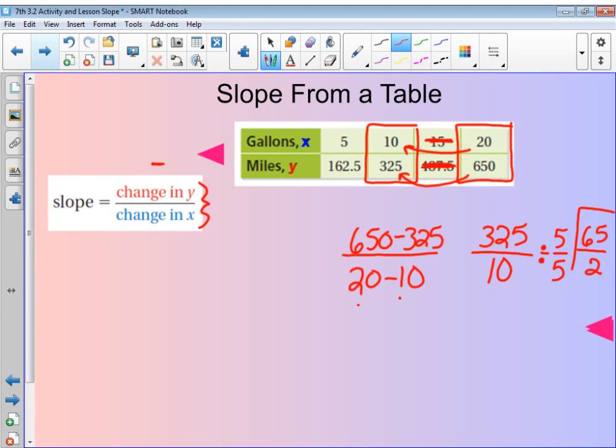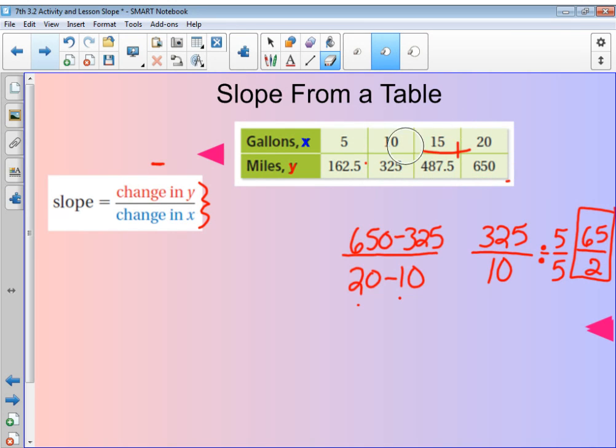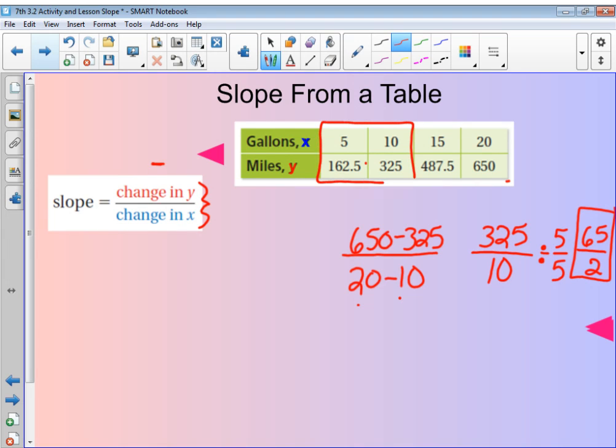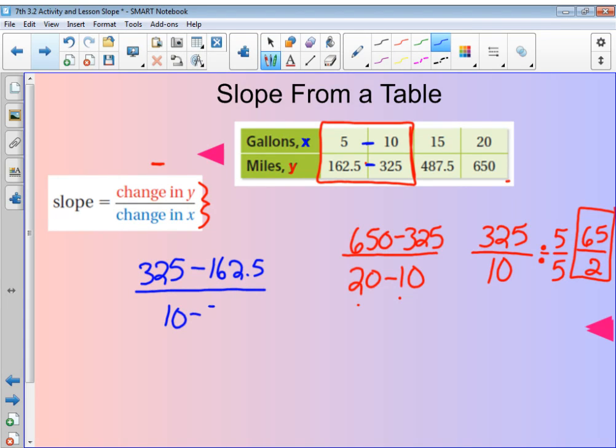So that's the slope of my line, okay? Had I used one of my decimals, just to show you what would happen, let's say I just used these two, which would be fine, but here's the thing, a slope of a line should never have a decimal in its answer. So if I had used these two, and I'll use a different color just so that we can see the difference, and I had done 325 minus 162.5 over 10 minus 5.